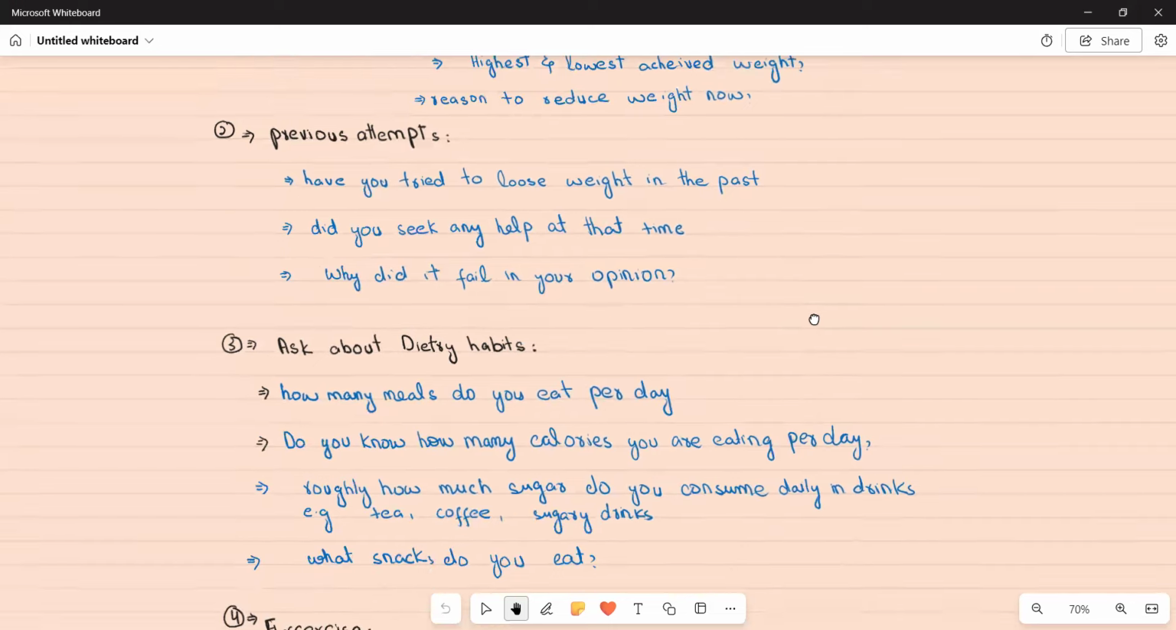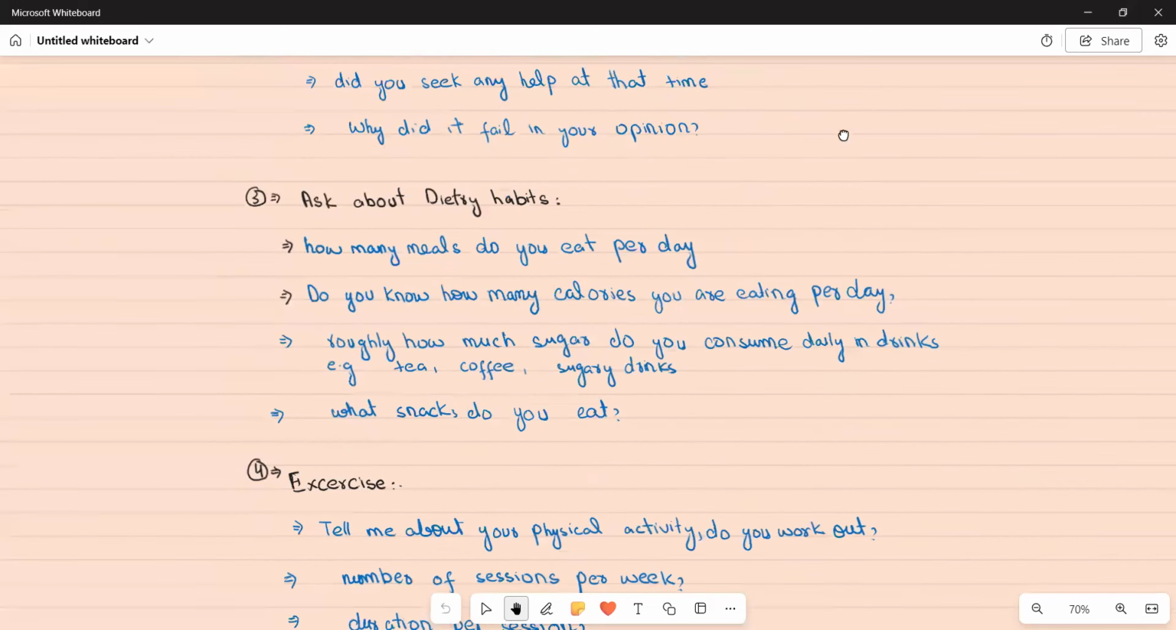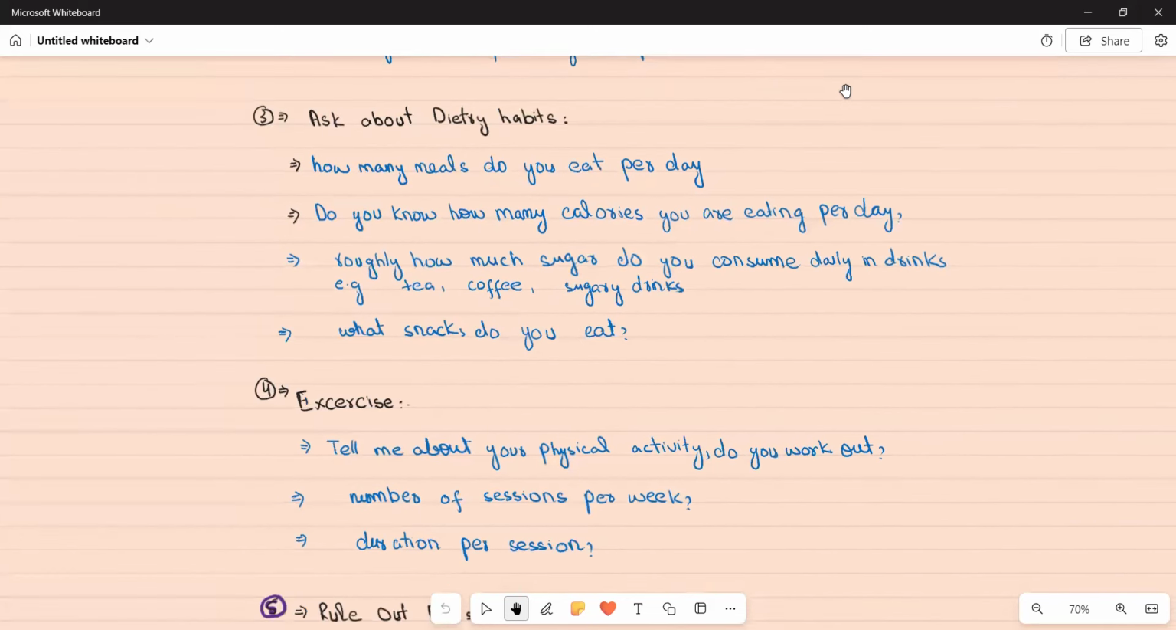Okay, then we are going to assess their dietary habit and exercise habit, because obviously weight gain is linked to eating unhealthy food and not doing any exercise or insufficient exercise. So we are going to explore these two domains. So we are going to start with the dietary habits.